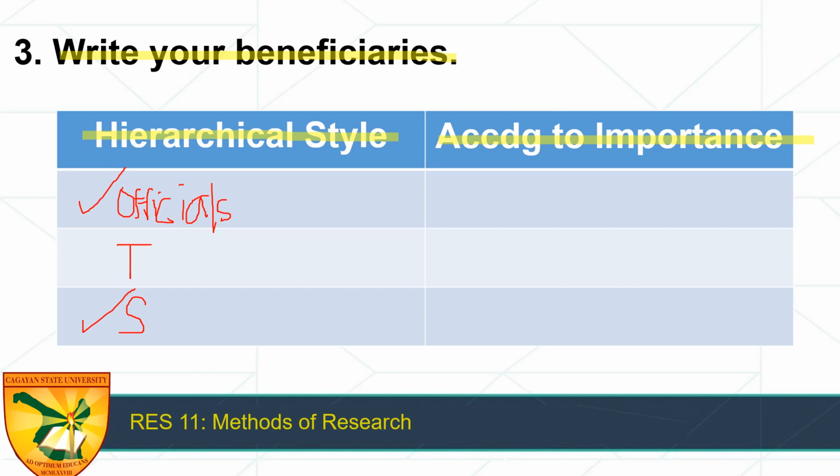So from the top to bottom. But according to importance, you can enumerate the beneficiaries from those who will benefit most, or from most benefited to the least benefited. So degree of significance to them, for example, students will benefit most, followed by your teachers and then your DepEd officials.